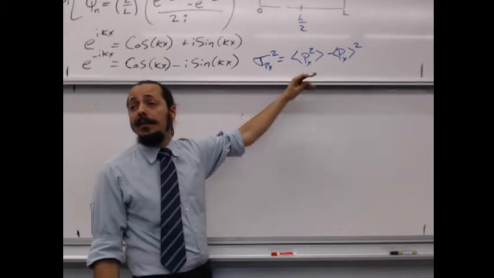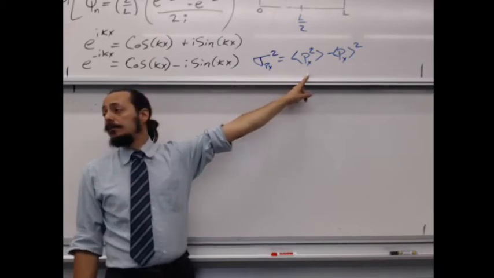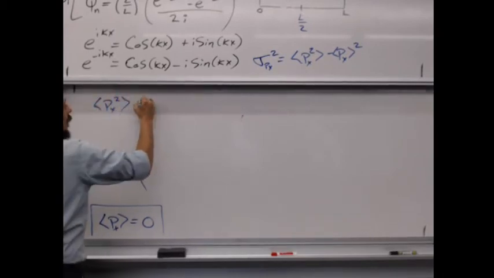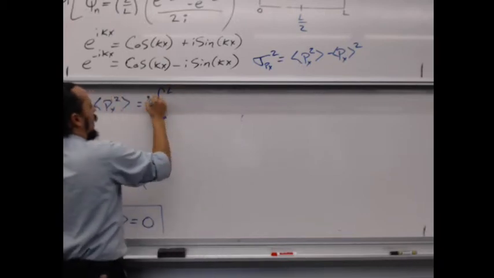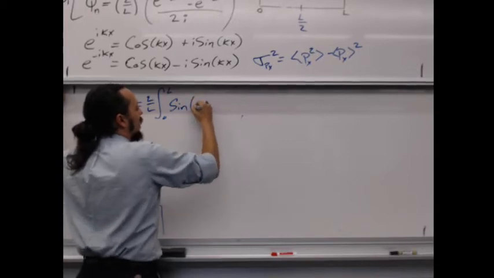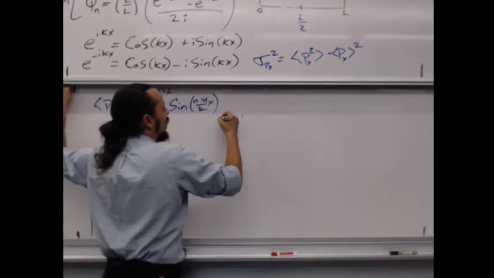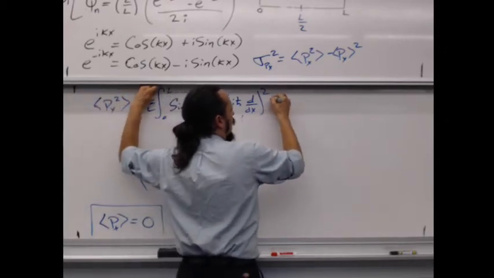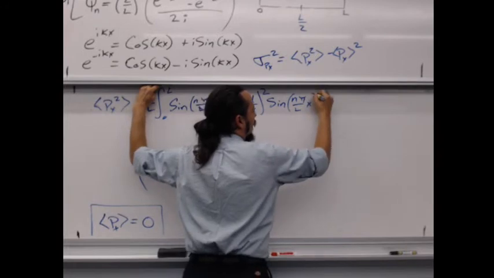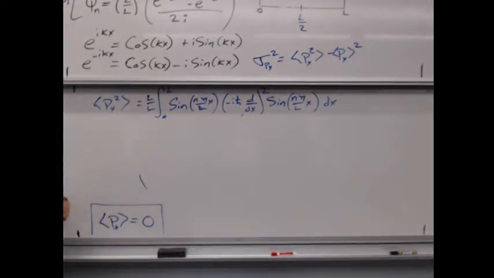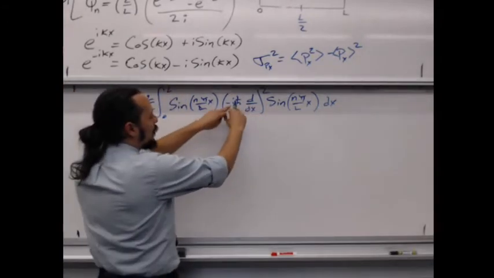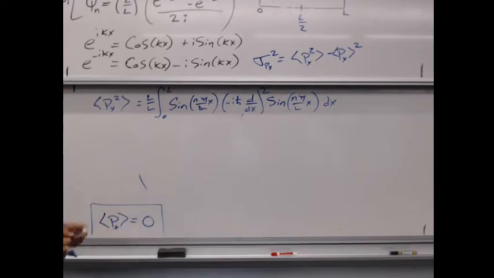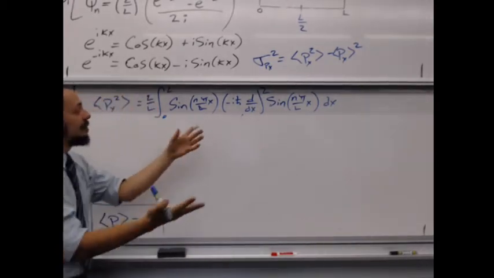It's not going to be that hard to calculate because p squared is kind of like the Hamiltonian. We've kind of already done this. So I'm going to write down I got my 2 over L still. I'm going to have my sine n pi over L x, then negative i h bar d by dx squared on sine n pi over L x dx. Same kind of setup, same kind of thing we did before, except now I'm going to square this thing. I'm going to bring the h bar squared out. The i squared is going to be a negative sign.